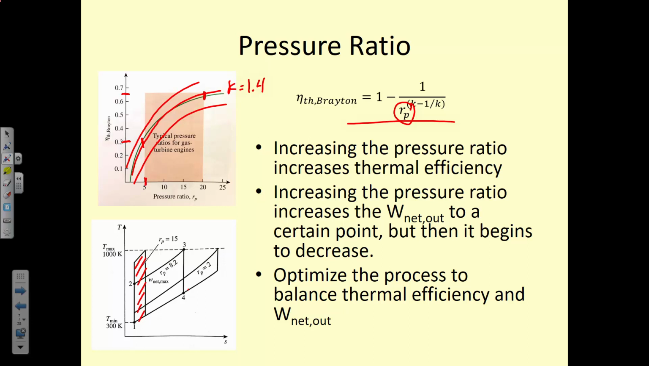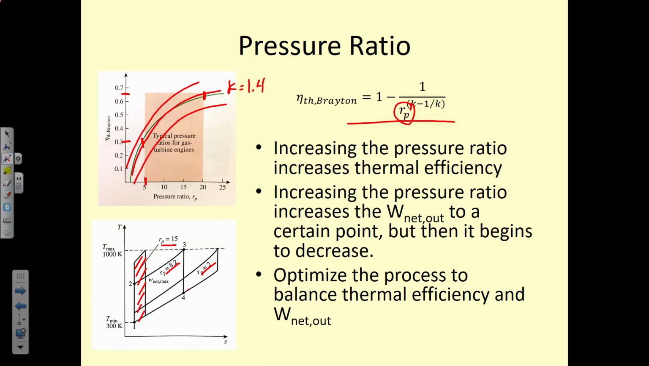Okay, so the area enclosed by the cycle on a TS diagram tells us our net heat transfer, which is equal to our net work. So we have to optimize this process. So we have to find the optimal pressure ratio for our particular system so that we can also maximize the work. Because increasing the thermal efficiency is good, meaning your system is more effective at converting heat to energy, but then it sometimes comes at the expense of the total amount of work that you can get out of a system.